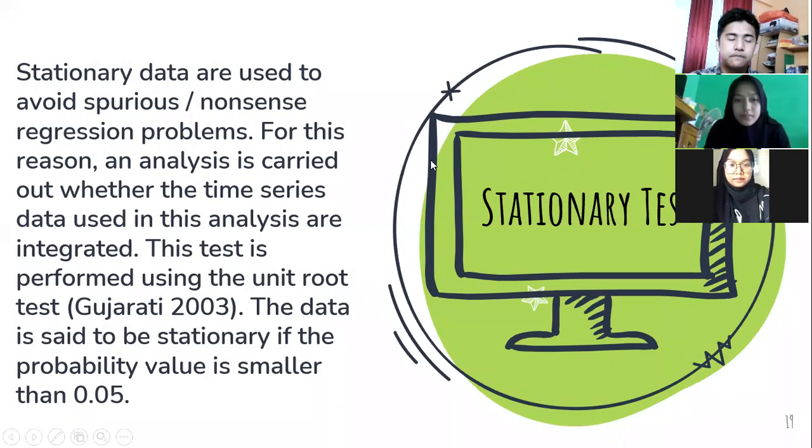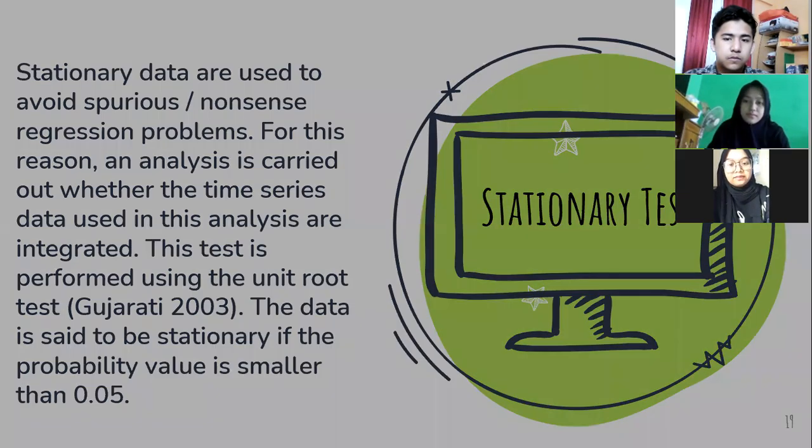Next, about stationary tests. Stationary data are used to avoid spurious or nonsense regression problems. For this reason, an analysis is carried out on whether the time series data used in this analysis are integrated. This test is performed using the unit root test by Gujarati in 2003. The data is said to be stationary if the probability value is smaller than 0.05.